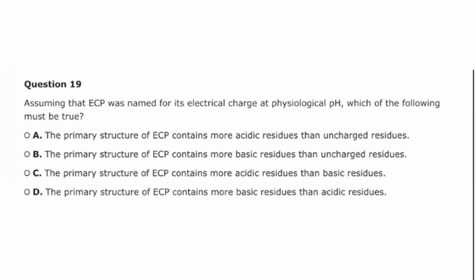All right, question 19. Assuming that ECP was named for its electrical charge at physiological pH, which of the following must be true? A, the primary structure of ECP contains more acidic residues than uncharged residues. B, the primary structure of ECP contains more basic residues than uncharged residues. C, the primary structure of ECP contains more acidic residues than basic residues. Or D, the primary structure of ECP contains more basic residues than acidic residues.